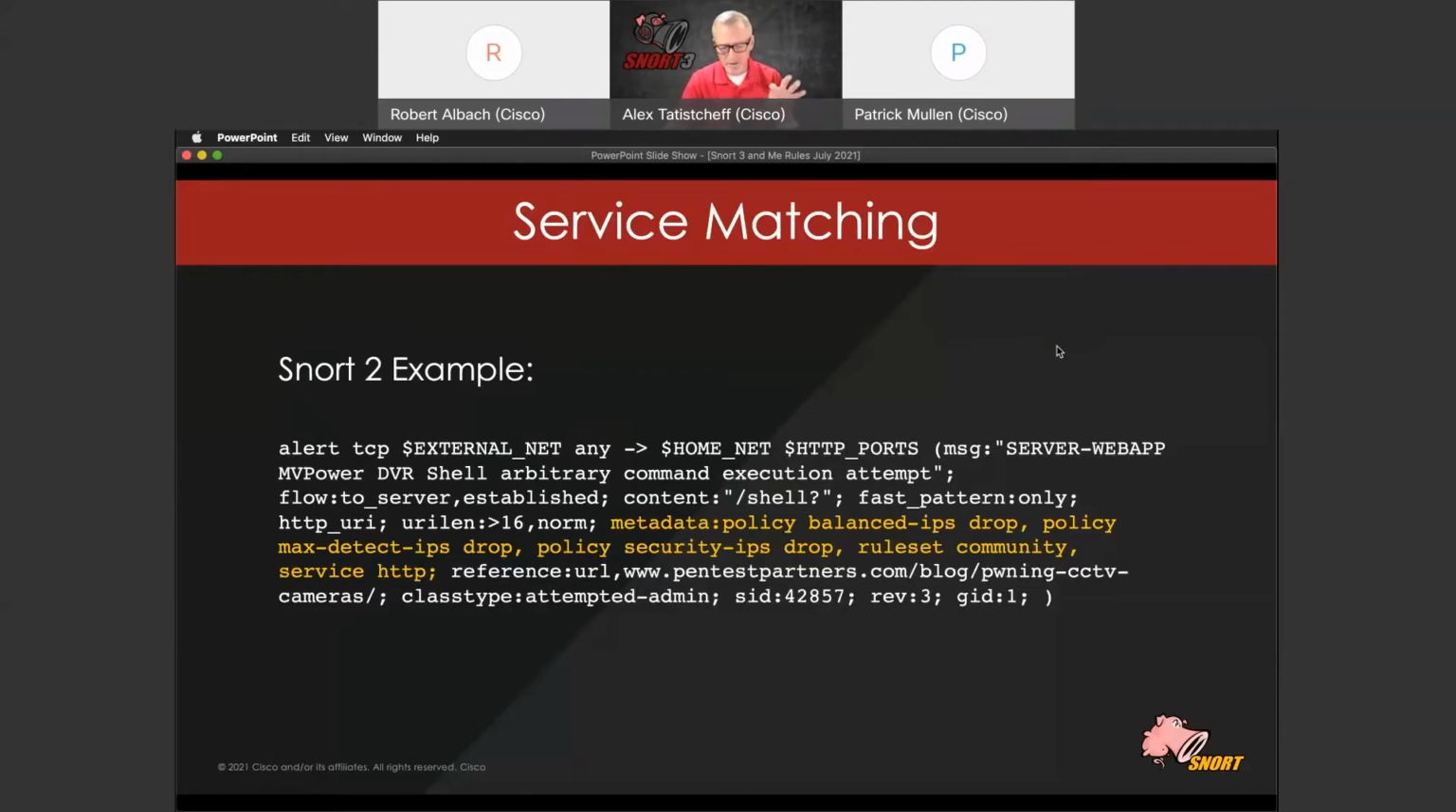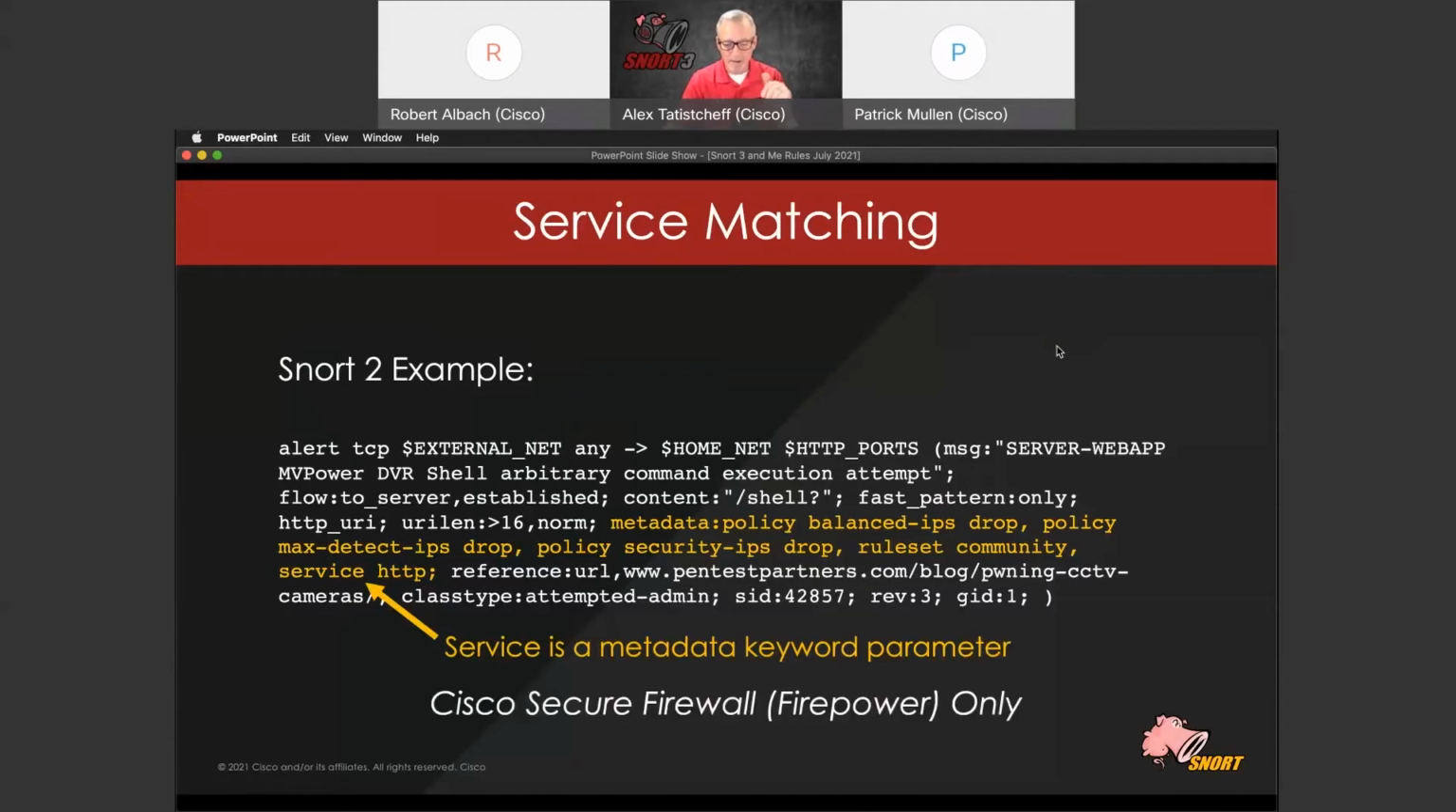So again, that's Snort 2. Again, Snort 2 is going to ignore that orange part unless it's the commercial system. Again, it's a keyword parameter in the metadata. As I said, secure firewall open.